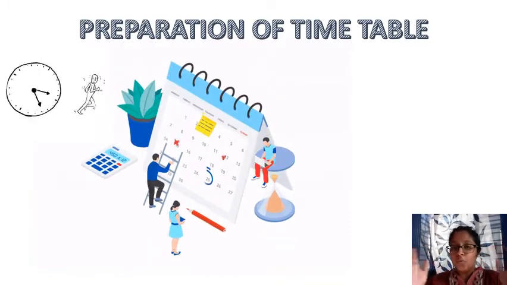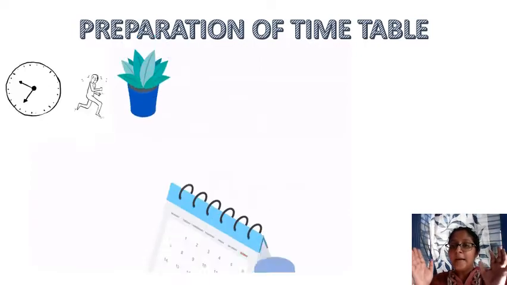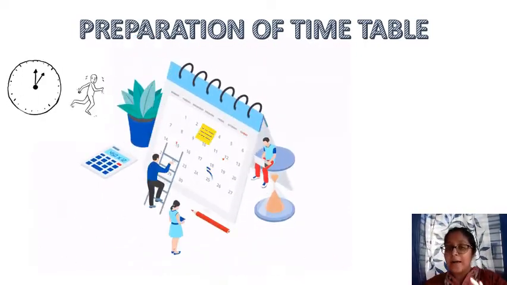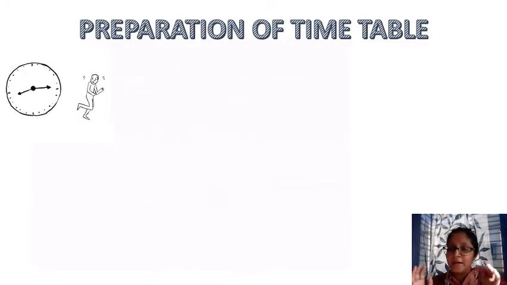So we can do the physics and nutrition into separate classes in the same timing. Why? Because that will not clash. So that can be clubbed.